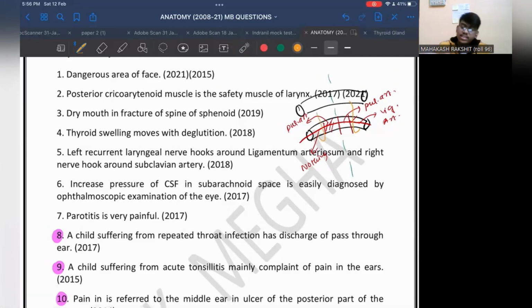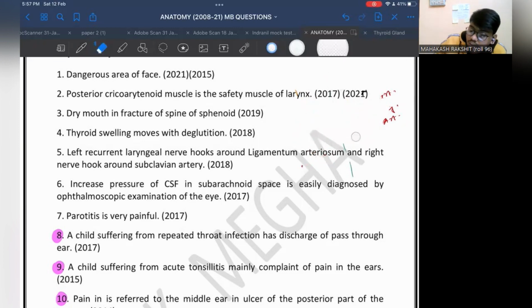As in case of the right side, there is no structure forming from the sixth pharyngeal arch. It will move upwards and it will hook around the structure derived from the fourth pharyngeal arch artery. And what is that? The structure which is formed from the fourth pharyngeal arch artery is the right subclavian artery. Okay, that is why left recurrent laryngeal nerve hooks around the ligamentum arteriosum, and the right recurrent laryngeal nerve hooks around the right subclavian artery. Got it? Nice. Now let's go to our next question.